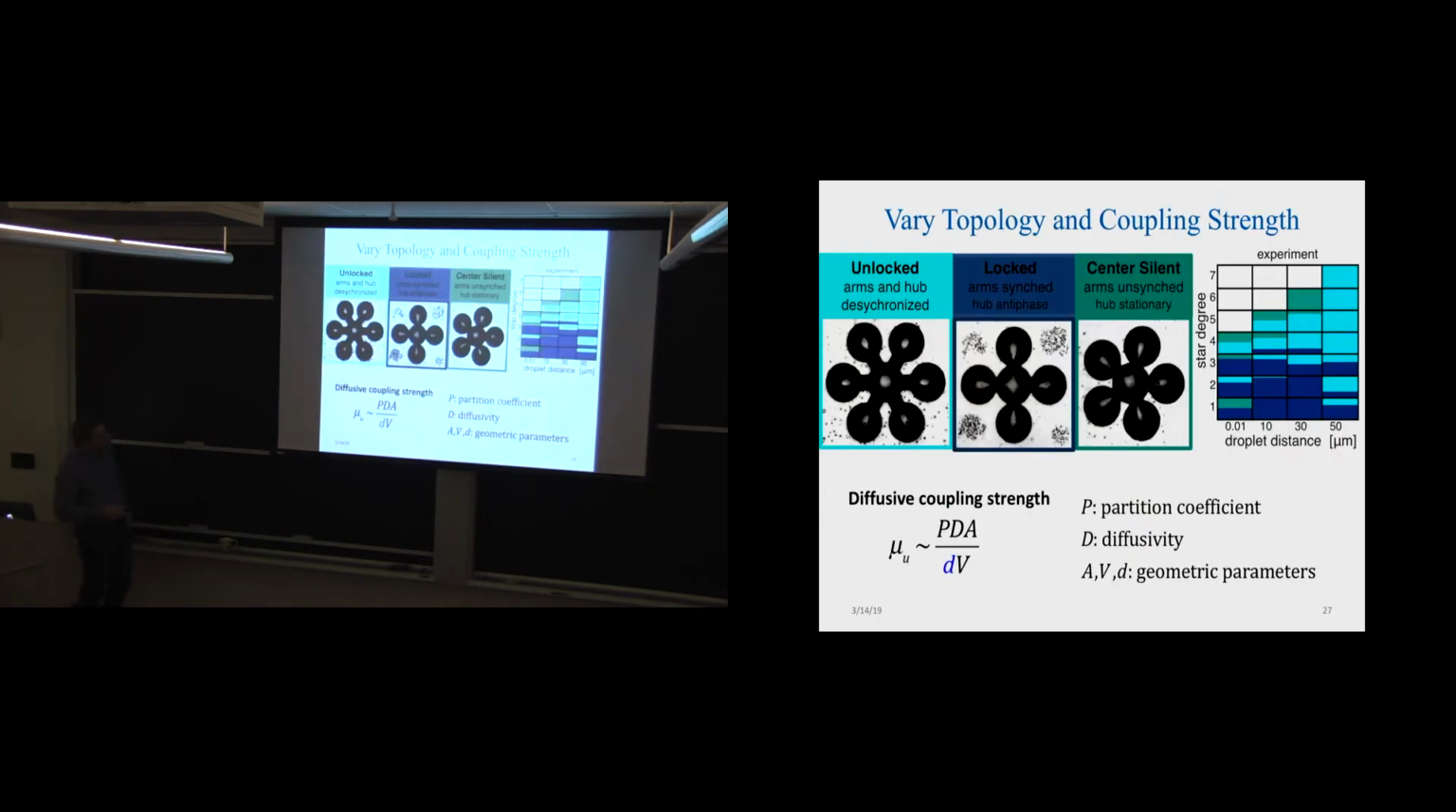Okay, and so then what's the phenomenology? So if you have long arms, then they just flash at random, and you see unlocked. This is the number of arms, star degree. This is how far apart they are. So you get an unlocked region when they're very far apart. And then this regime here is the most interesting.